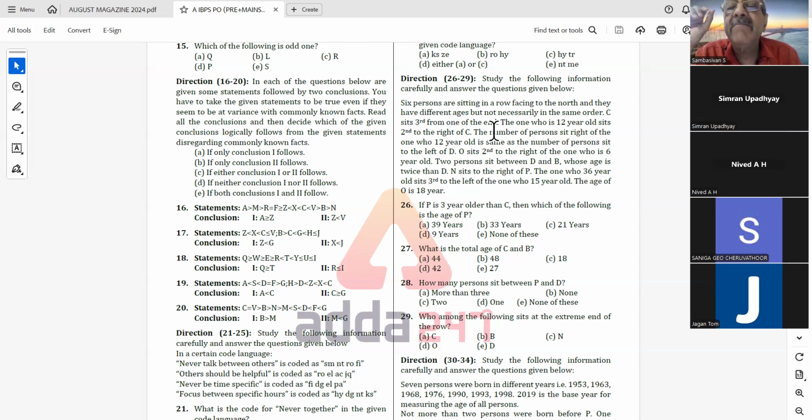Next line they are telling: the number of persons sitting to the right of the one who is 12 years old is the same as the number of persons sitting to the left of D. So that is an indication that C has to be only third from the left. If you put the 12-year-old at the right end of the row, you cannot answer anything for this question. So this gives you that the 12-year-old is sitting second from the right, and you also get an indication that D is sitting second from the left. So that is D, and that boy's age is 6 years.